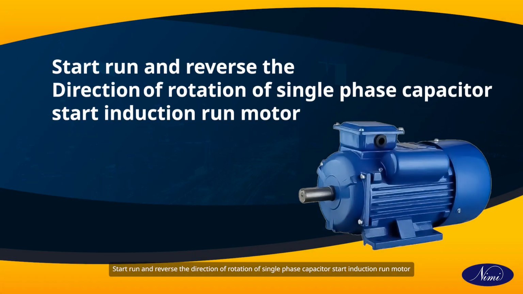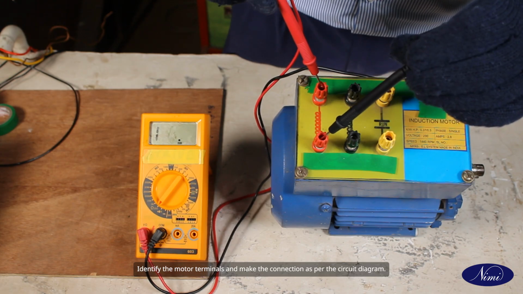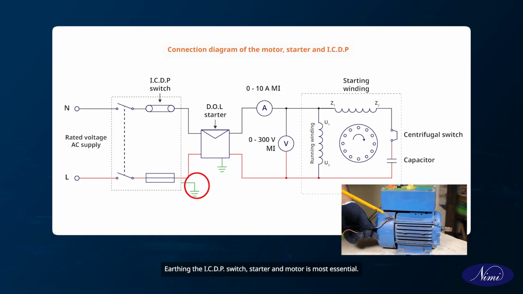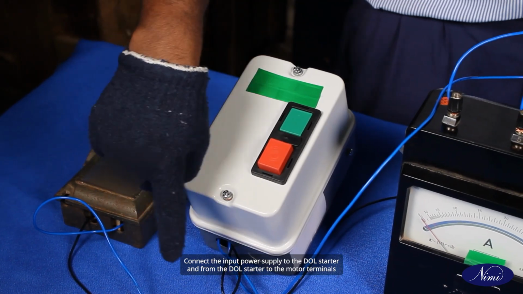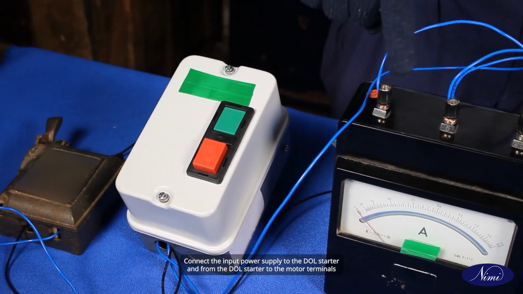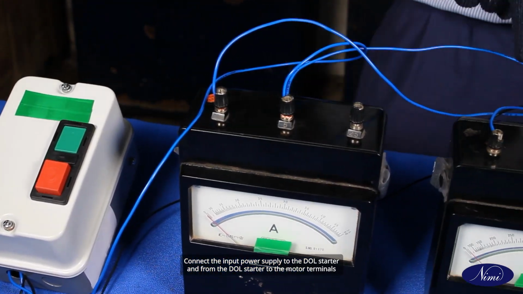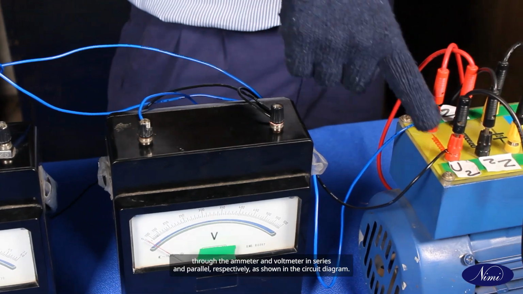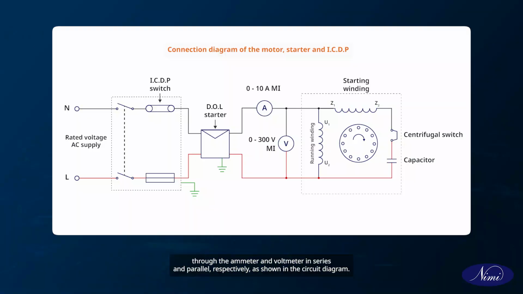Start, run and reverse the direction of rotation of single-phase capacitor start induction run motor. Identify the motor terminals and make the connection as per the circuit diagram. Earthing the ICDP switch, starter and motor is most essential. Connect the input power supply to the DOL starter and from the DOL starter to the motor terminals through the ammeter and voltmeter in series and parallel respectively as shown in the circuit diagram.